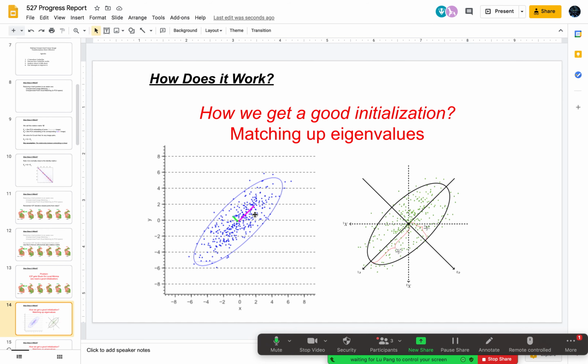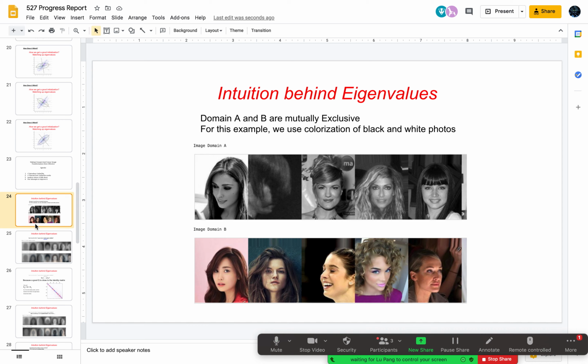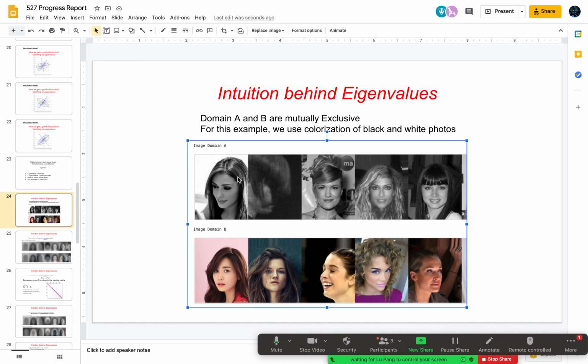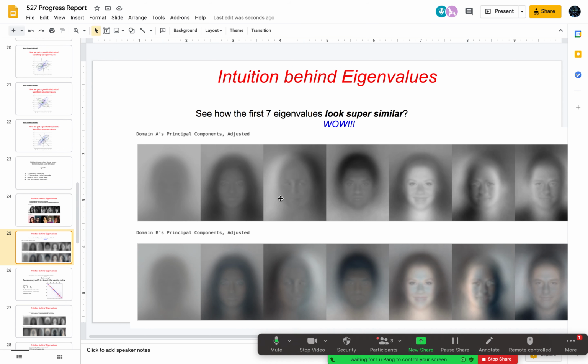First, we're going to show an example to give you a better intuition of what these eigenvalues look like and why they need to be flipped correctly. So here's an example where we're trying to translate grayscale images to color images. In an analysis that we've done, we found out that these eigenvalues actually look really, really similar. In fact, they might even look the same if you don't look closely.